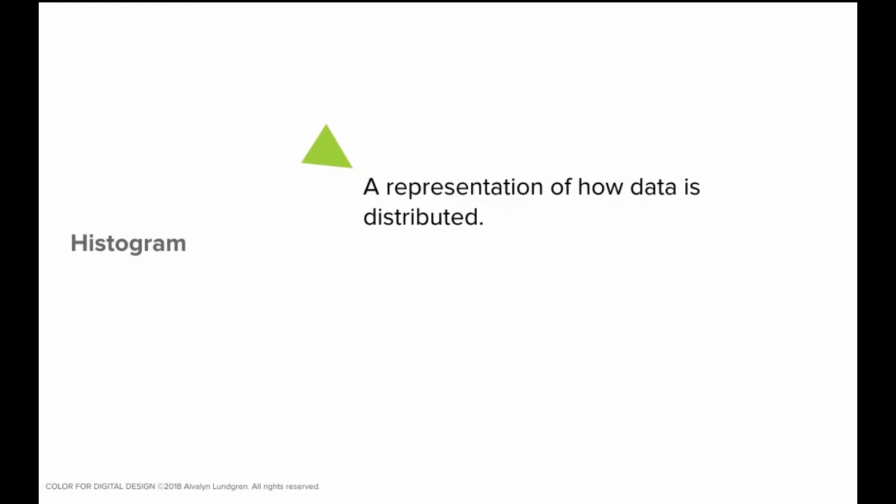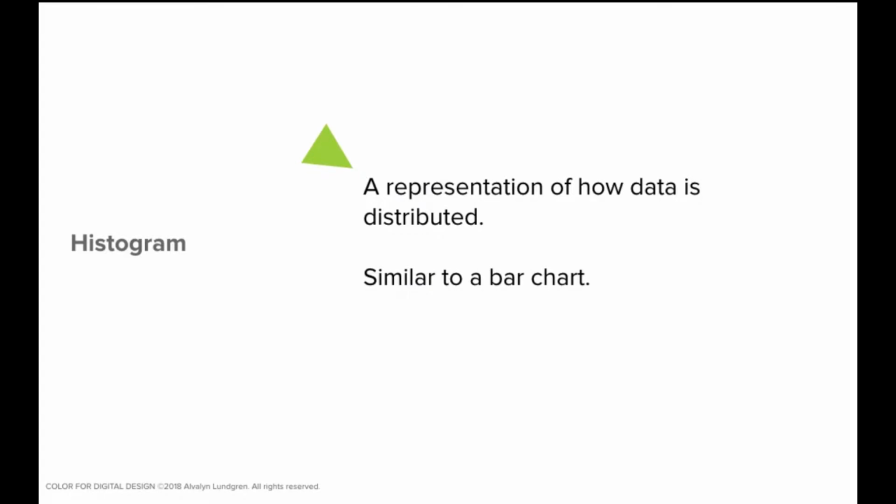Within Photoshop and Lightroom lies the histogram. And the histogram is an important tool that's going to help us understand what is going on in an image. A histogram is like a bar chart. It's a representation of how data is distributed within an image. Histograms are used in marketing, they're used in statistics, they're used in infographics. So histograms are not exclusive to digital editing.